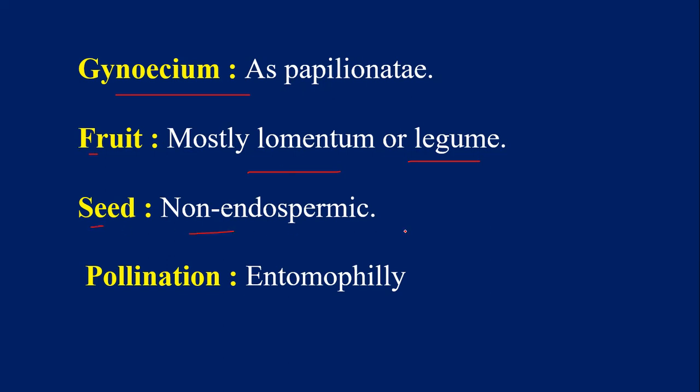Then seed, non-endospermic. Seeds do not have endospermic tissue, because of that nutrition is stored in the cotyledon itself. So it is called non-endospermous seed. Pollination in this family's members takes place through insects, so it is called entomophily. What kind of pollination? Entomophily type of pollination takes place.